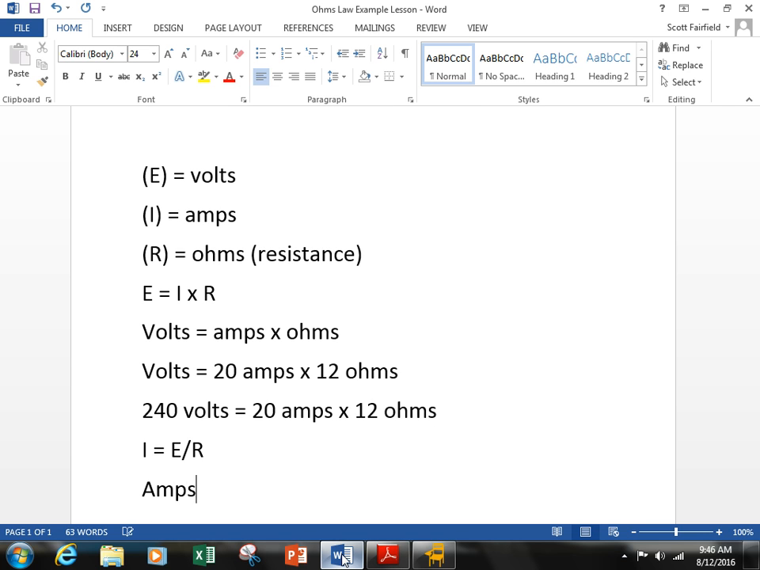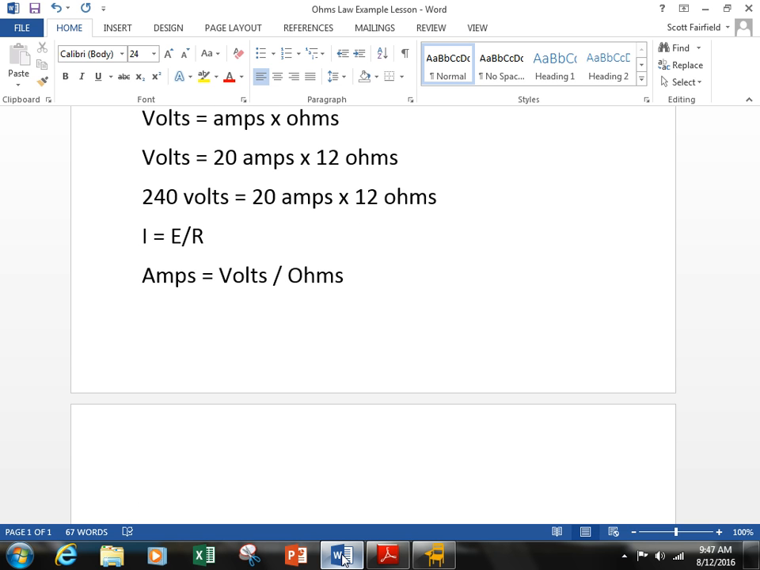So amps equals volts divided by ohms. And the other one, we can take that equation, flip it around, and solve for ohms if we know the other two. We can say ohms equals voltage divided by amperage, or amps. We can run it that way, E over I.